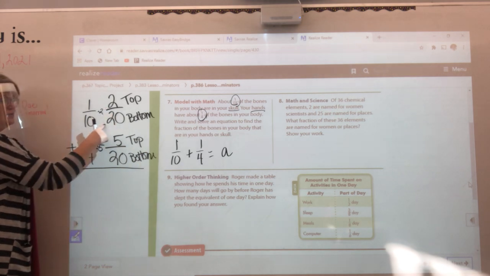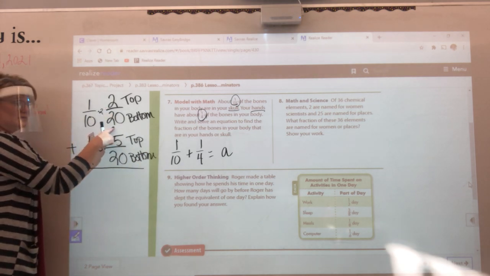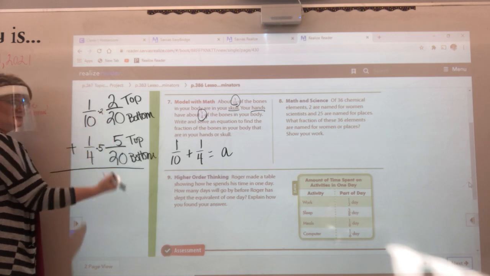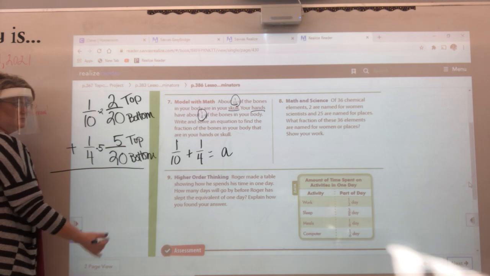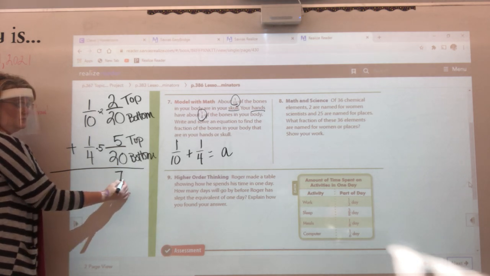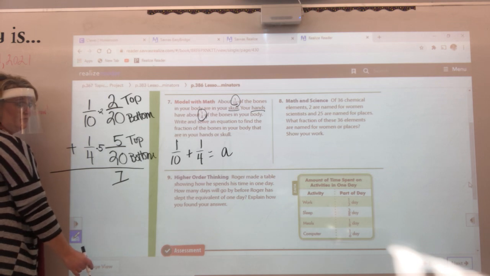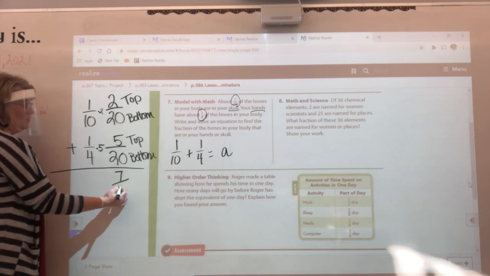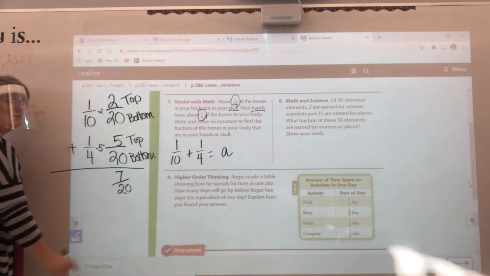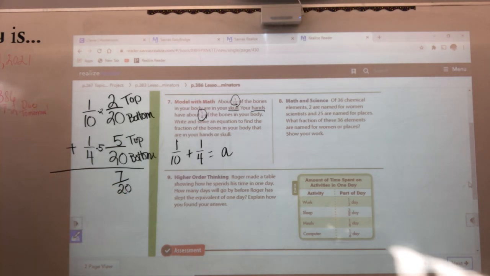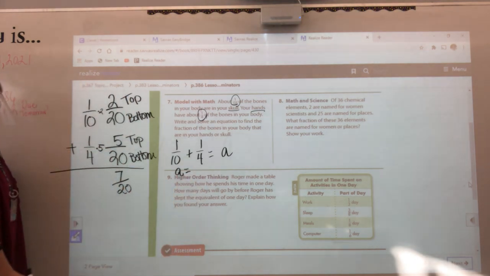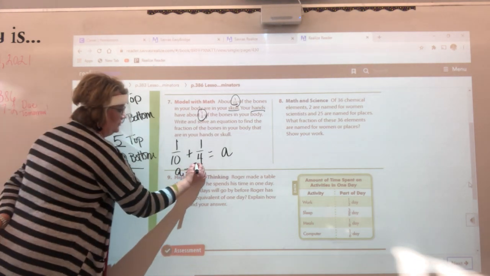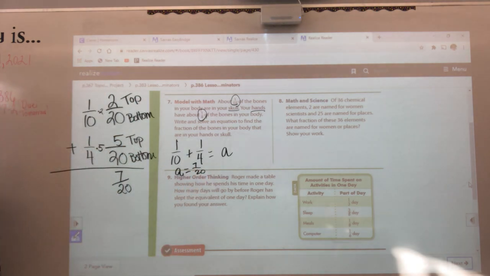So you wouldn't add those because what did I tell you to do with the bottoms? Only add the tops. So 2 and 5. 7. What about the bottom? 20 and 20. You don't add the bottom. I told you to leave the bottoms alone. Say it. Only add the tops. Leave the bottoms alone. Now on your equation, you have to write A equals or whatever letter you put. 7/20. There's your answer.